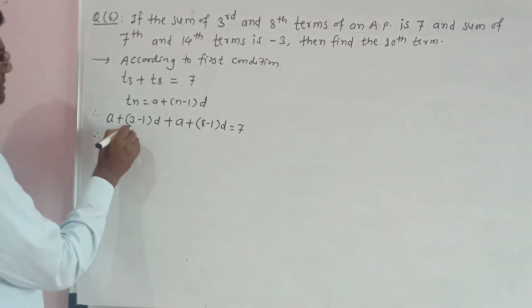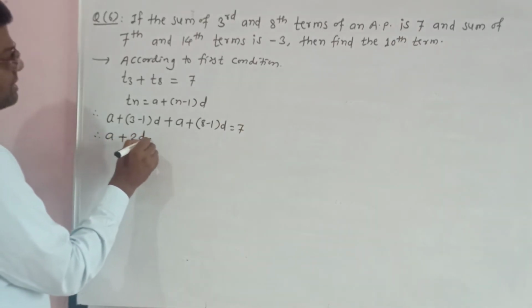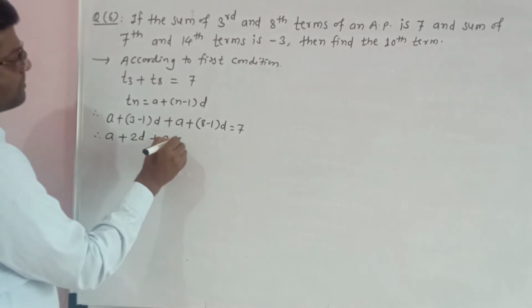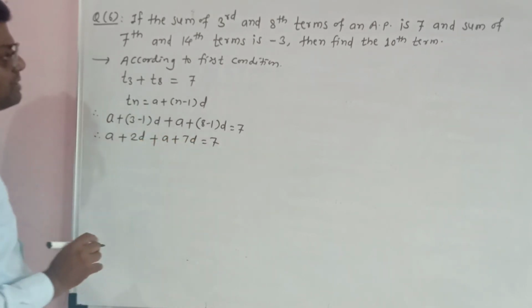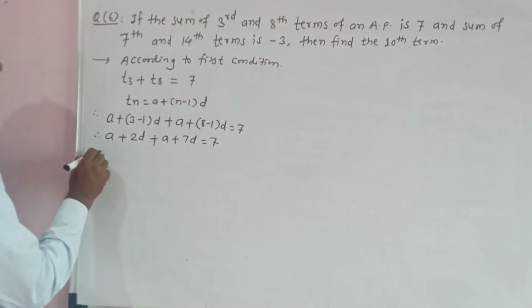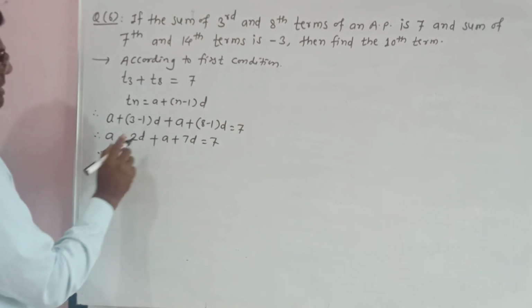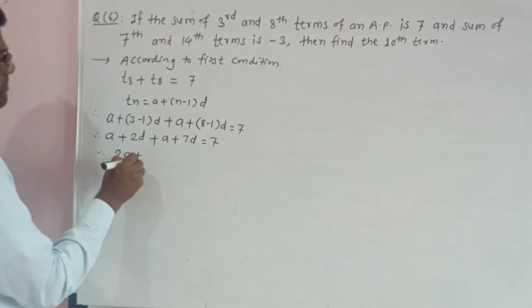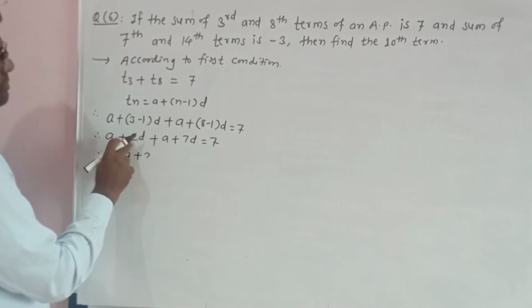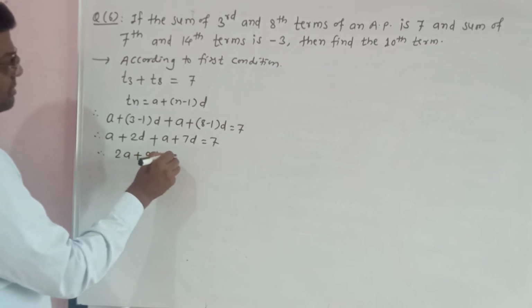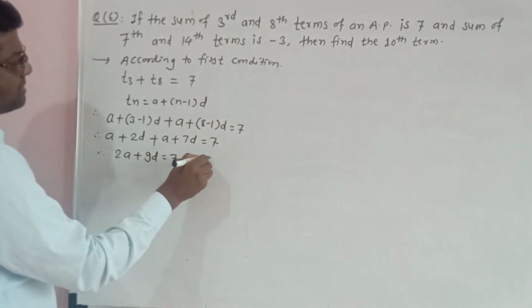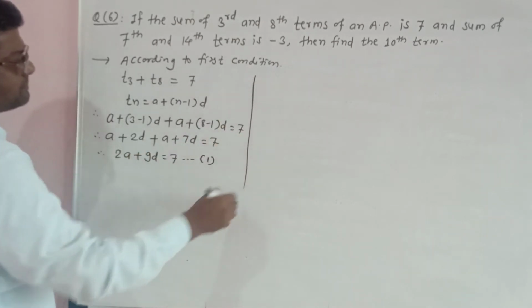Therefore A plus 3 minus 1 is 2D, plus A plus 8 minus 1 is 7D, is equal to 7. Therefore we have A plus A, that is 2A, plus 2D plus 7D is 9D, is equal to 7. This is equation number 1.